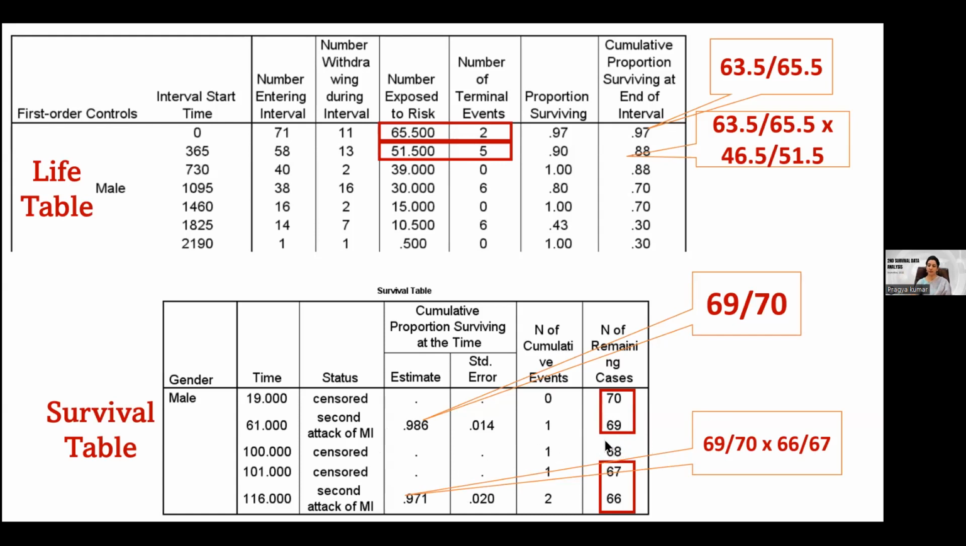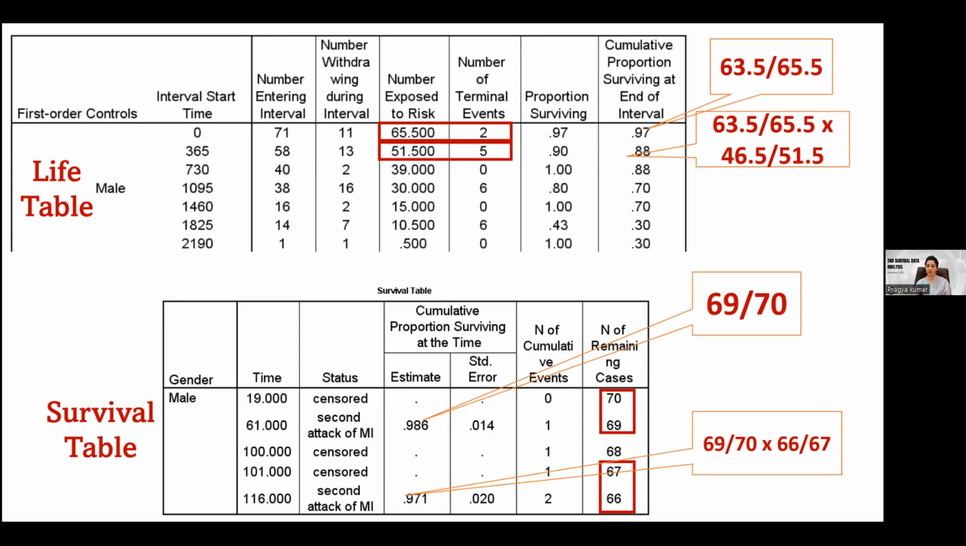This will be the same. That's why you can say that this 0.986, the cumulative, is the same for this also, for this also. Now it is 0.971. So how has this 0.971 come up? Because at 116 days, there was an attack of MI.